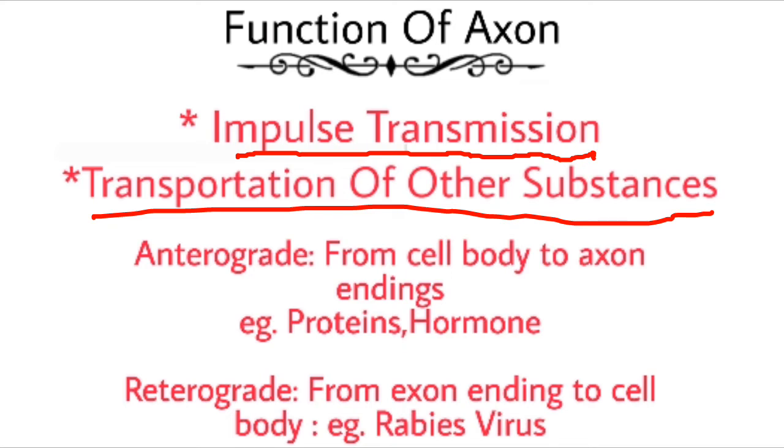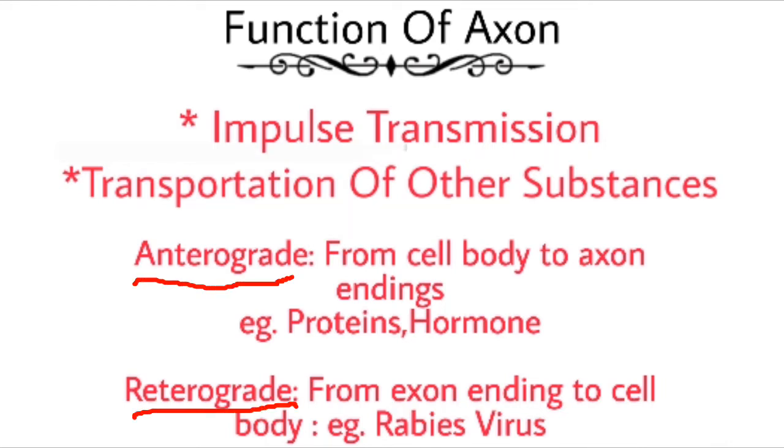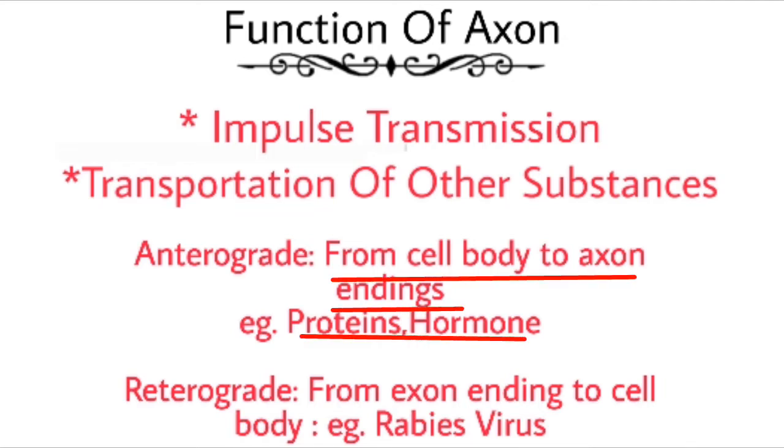Now there are two types of transportation in an axon, which are anterograde and retrograde. Anterograde transportation is the transportation of substances from the cell body to the axon endings, and the examples include proteins and hormones. And we all know that neurons also need nutrition and hormones to perform their functions. And retrograde transportation is the transportation of substances from the axon endings to the cell body, and the example includes the rabies virus, which spreads from the saliva of a dog or any animal, etc.